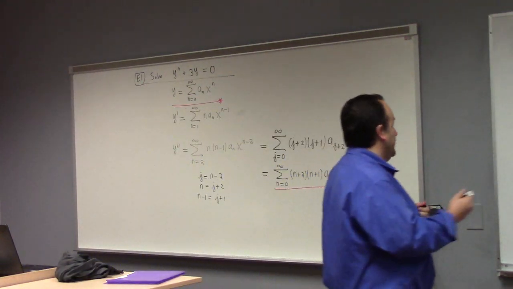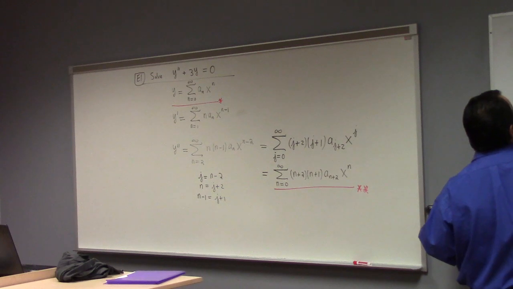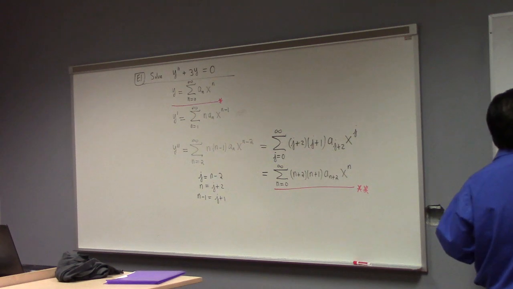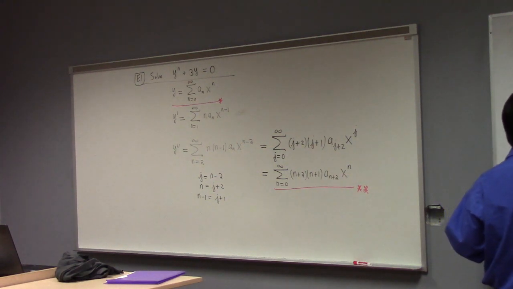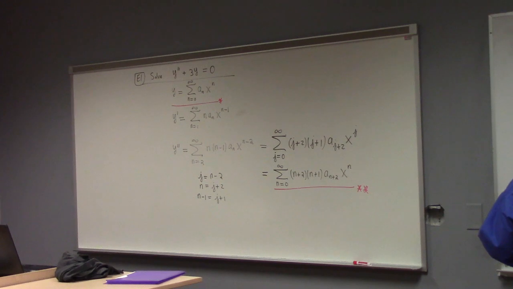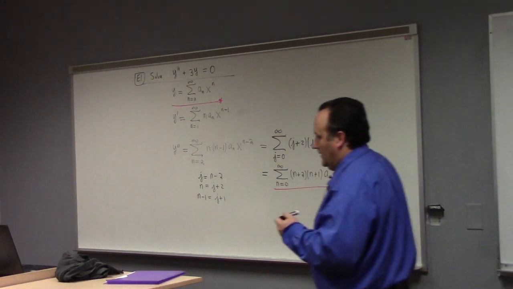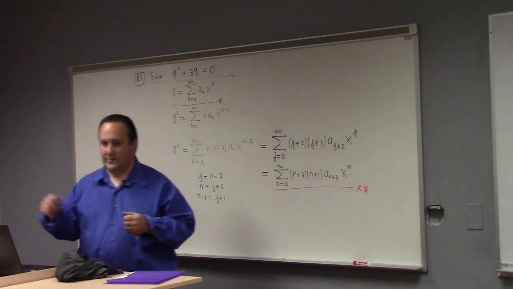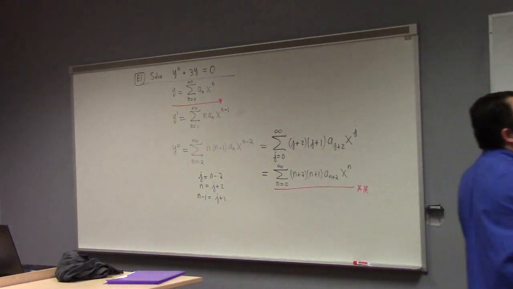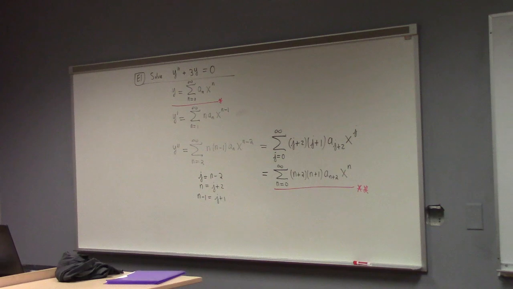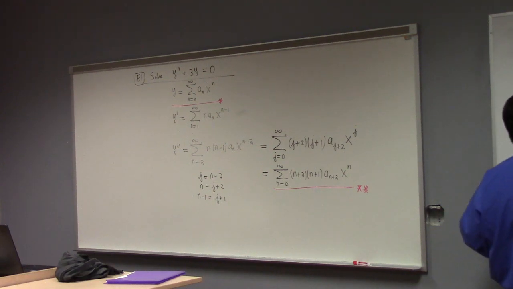And what do we get? Well, we get the sum n equals 0 to infinity of (n+2)(n+1) a sub n+2 x to the n, plus the sum n equals 0 to infinity. I forgot something, right? What did I forget? I forgot the 3. So I'll put it there, 3 a sub n, and then we can combine these, right?